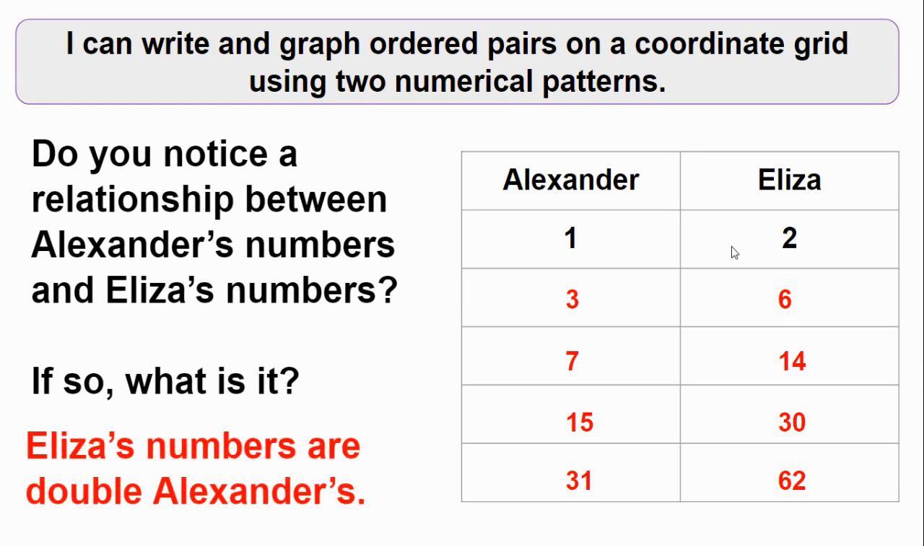Eliza's numbers are double Alexander's numbers. So if I multiply Alexander's numbers by 2, I should get Eliza's numbers. So Alexander has 1. 1 times 2 gives me 2. That's Eliza's number. If Alexander has 3, 3 times 2, that means Eliza has 6. Alexander has 7 times 2, that means Eliza has 14. Alexander has 15 times 2, that means Eliza has 30. And then Alexander has 31 times 2 means that Eliza has 62.